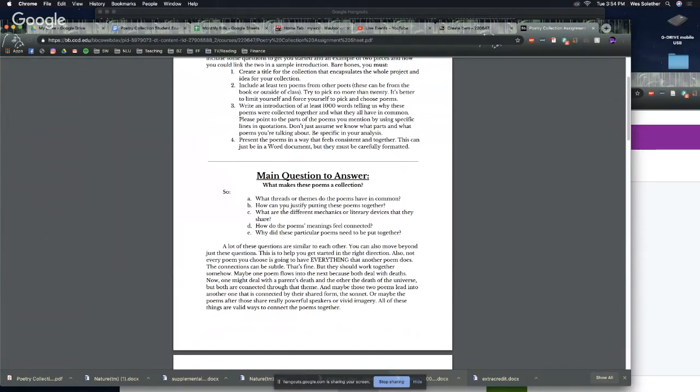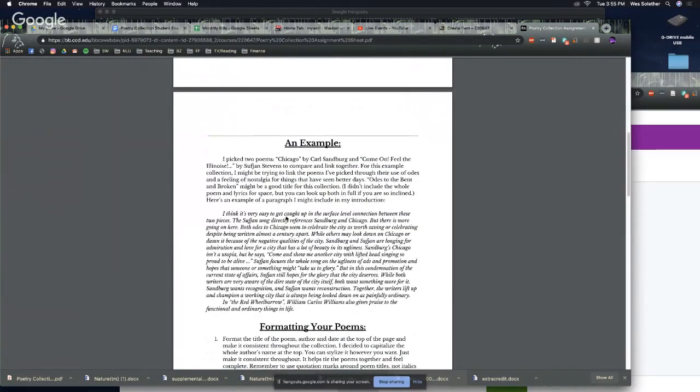So the main questions all kind of relate to that idea of what makes it a collection, right? So what are the threads and themes? How do you justify putting them together? What are the different mechanics or literary devices that they share? So like maybe a couple of them are sonnets. What do the sonnets have to do with each other? What is it trying to accomplish using that method of writing? How do the meanings feel connected? Why do they need to be put together? Again, they're all sort of going around the same idea.